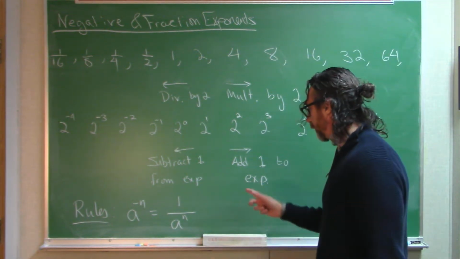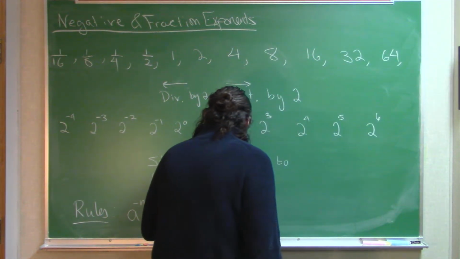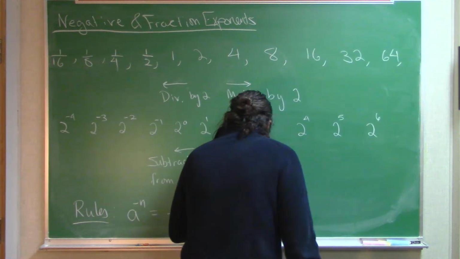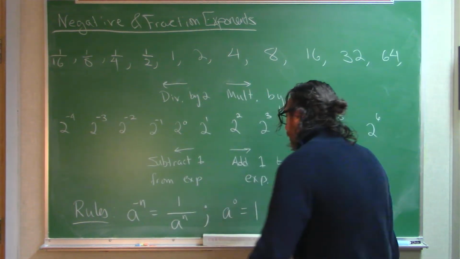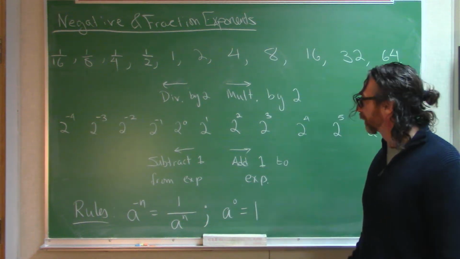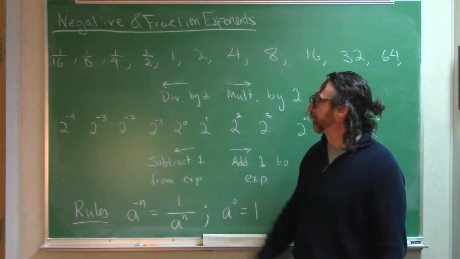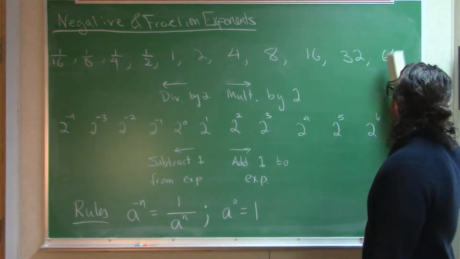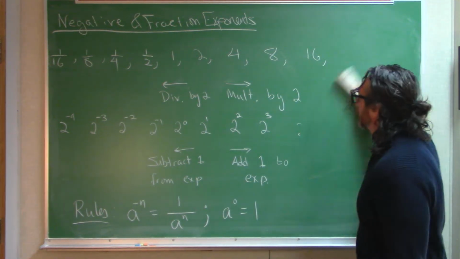And also, there's, I guess, a second rule here. 0 exponent gives you 1. Anything to the 0 power gives you 1. See right there? So let's do a similar sequence.